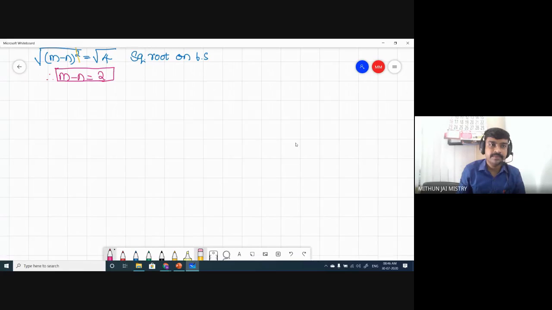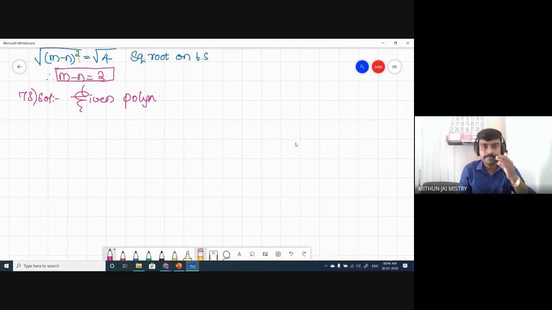73rd solution. Some polynomial is given here to factorize. The given polynomial is 4x square plus 8y square plus 12xy.